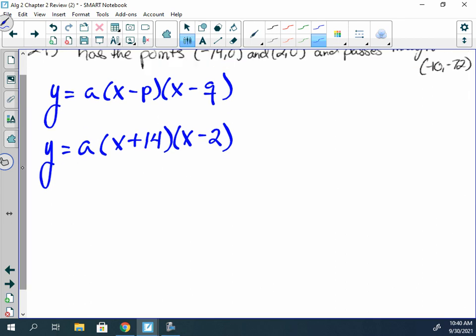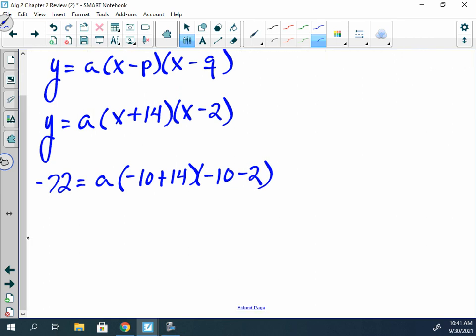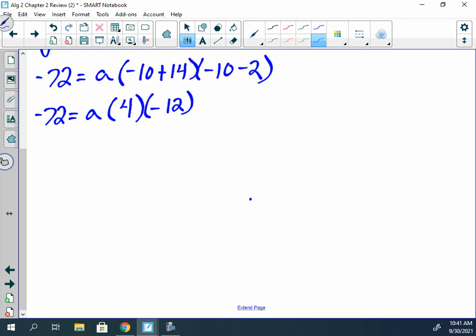Now at this point here, we can plug the point in: negative 72 equals a parentheses negative 10 plus 14 times negative 10 minus 2, to find the value of a. Well, negative 10 plus 14 is 4. Negative 10 minus 2 would be negative 12. Negative 12 times 4 would be negative 48a. And last but not least, we would divide both sides by negative 48. Telling me a is equal to, well, it'd be positive.